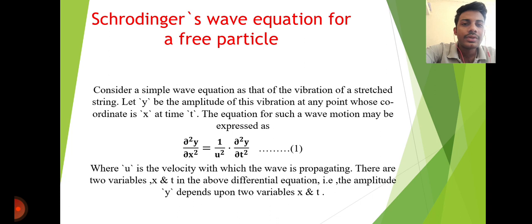In Schrodinger wave equation of an atom, the energy states or the orbits proposed by Bohr is replaced by a mathematical wave function psi. Let us consider a simple wave equation as that of the vibration of a stretched string, that is ∂²y/∂x² = (1/u²) ∂²y/∂t². Here y is amplitude, x and t are variables, u is the velocity of the propagating wave.